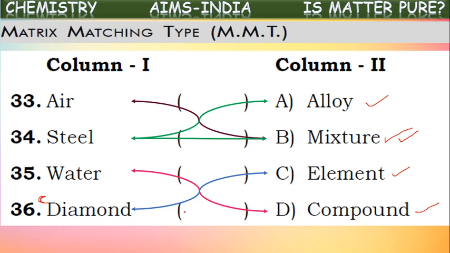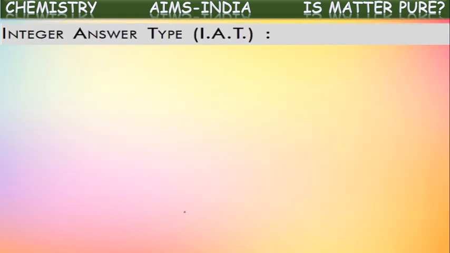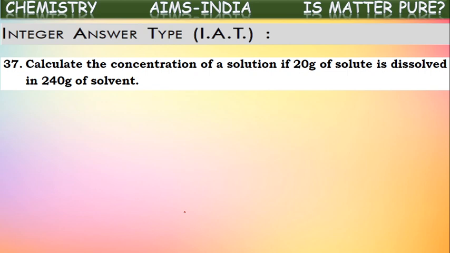Now next let us see one more. Integer answer type questions. So here we may get answers in integers. So let us try to solve. Mostly they will give problems like this. Let us see the first question. Calculate the concentration of a solution if 20 grams of solute is dissolved in 200 grams of solvent.